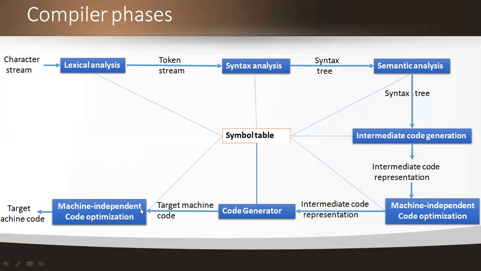Then finally, the target machine code should be an optimized code for getting the object code in an efficient manner. Here we need to underline the word efficient. Whatever code we are going to generate should be in an efficient manner. So this is the overall process of compilation.